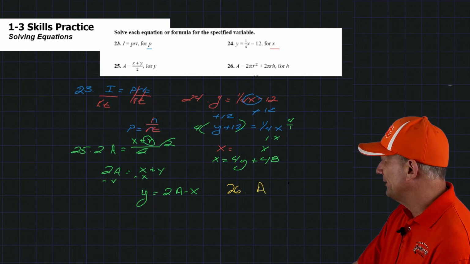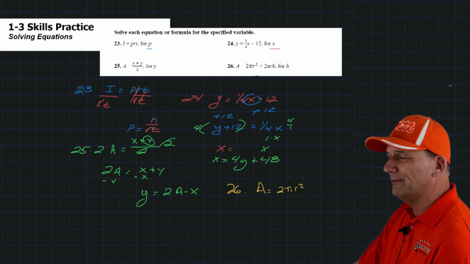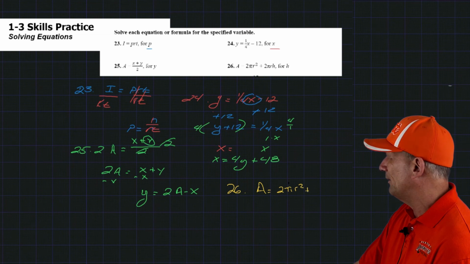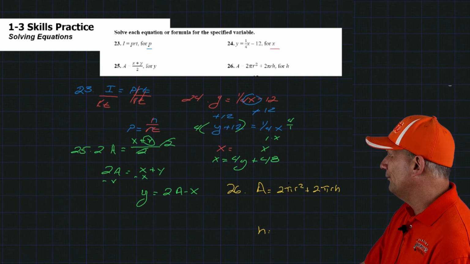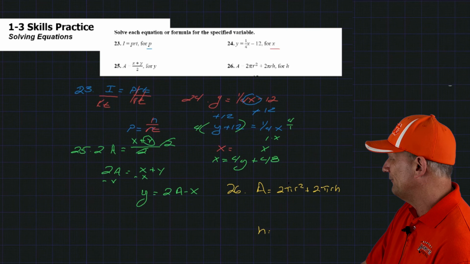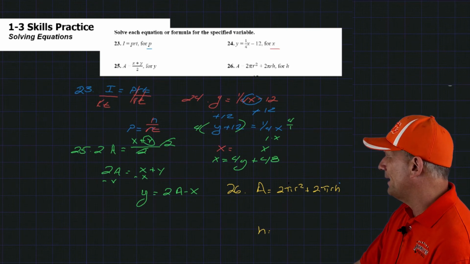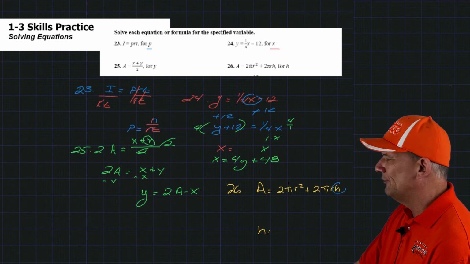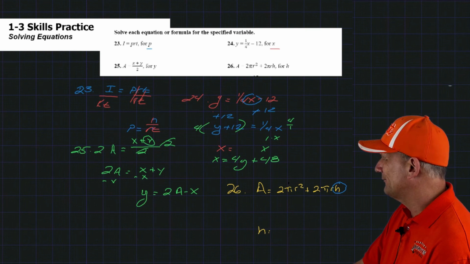All right, last one, 26. Now, they really want to make you think like, oh my God, look at 2 pi r squared, what do I do? 2 pi r, oh my God. But stick to the process. What are we going to do? Well, they want us to solve for h. So why don't we subtract the 2 pi r squared over to the left. Let's do that first. Move it over. Okay, so then we have 2 pi r squared equals 2 pi r h, right? Now they want to solve for that h.